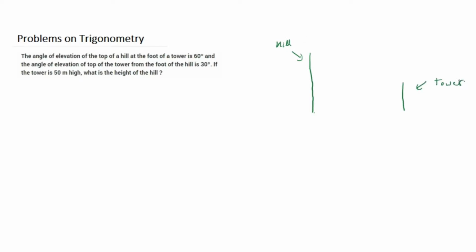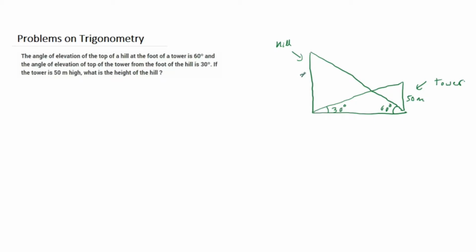So the angle of elevation from the foot of the tower is 60 degrees to the top of the hill. So top of the hill to the foot of the tower, that's going to be 60 degrees. So I can mark it here that this is 60 degrees. And it says that the angle of elevation of the top of the tower, that means from the foot of the hill, so this to this is going to be 30 degrees. If the tower is 50 meters high, we need to find the height of the hill, which let us say is x.